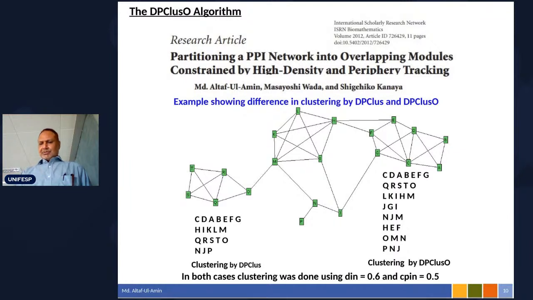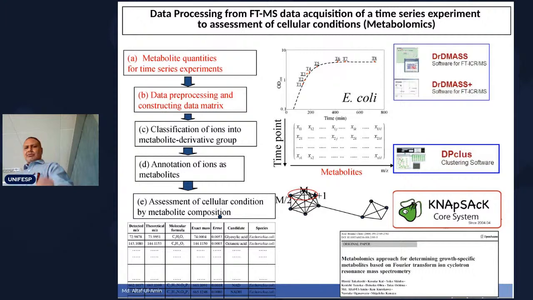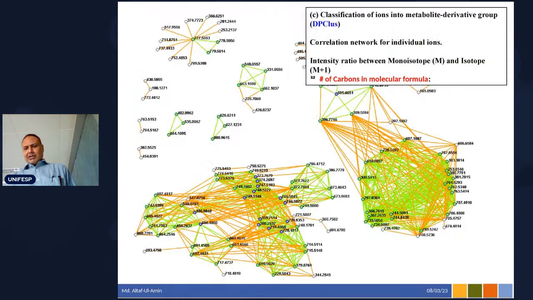these graph clustering algorithms also can be applied for pharmacological research. I think we also applied a little bit of that. I will show you later on. And many other people utilized our algorithms for different types of omics research, like metabolomics research, proteomics research, and transcriptomics research. For example, in this work, we tried to find out growth-specific metabolites in E. coli. And then we utilized DPClus for classification of ions into metabolite derivative groups. So this is kind of mass spectrometry data. Yeah, DPClus was utilized here.